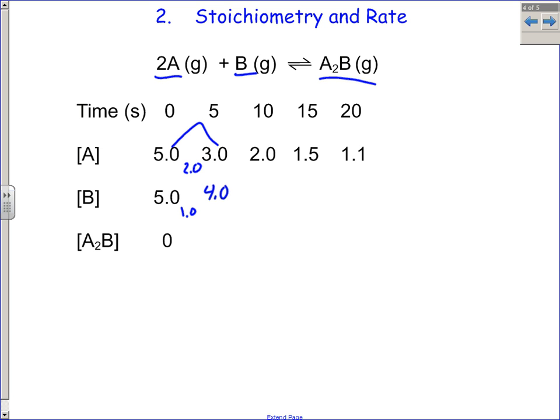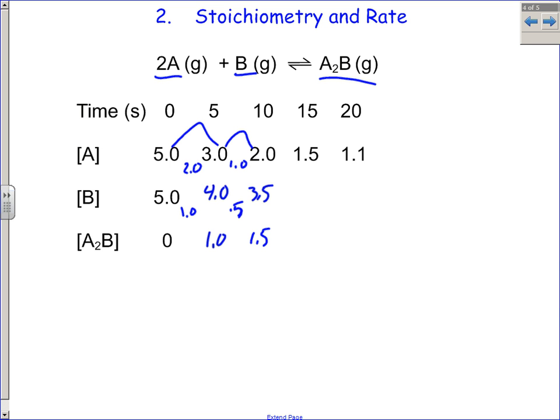And the same thing with relationship to A2B. As fast as B is going down, A2B is going up by the exact same amount. So if B changed by 1.0 molar, I would expect A2B to go up by only 1.2 molar. And I can do that over each time interval. Notice here it's 1.0, so I'd expect my difference here to just be 0.5. So I would expect that to go down to 3.5 and this to go up by only 0.5.